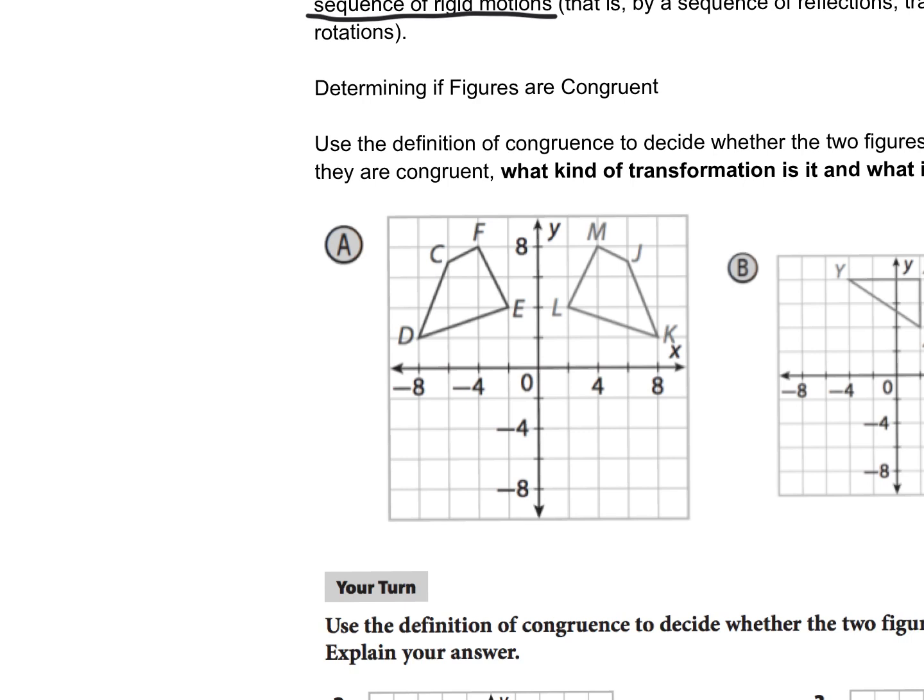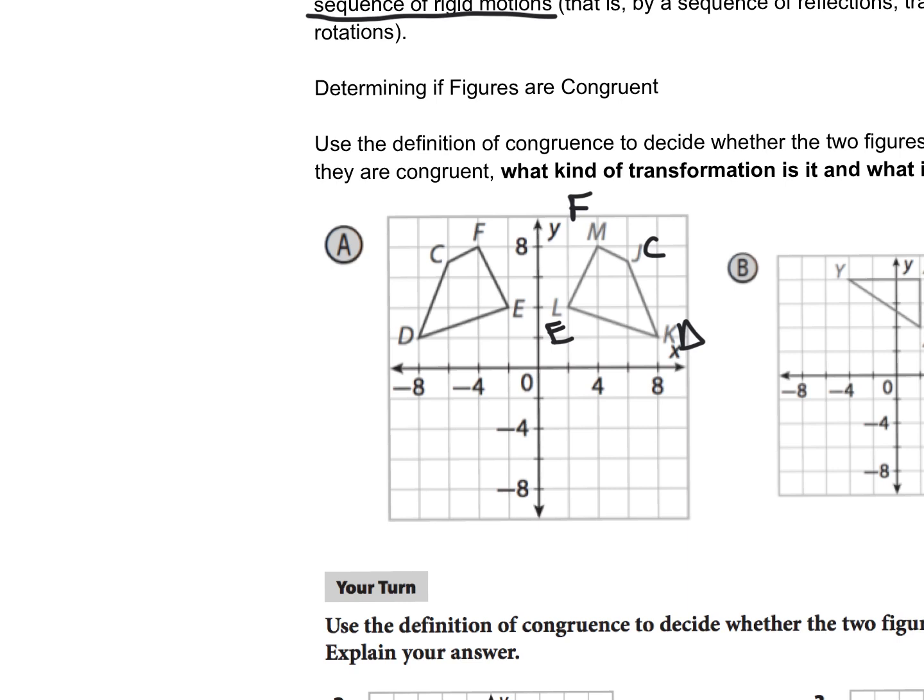The first thing I'm going to tell you to do is to think about which letter corresponds to which letter. They don't use the prime notation. So C, D, E, F, that's the alphabetical order. And over here we'll have J, K, L, M. So C, D, E, F. They both go in alphabetical order. Okay, and so you're going to start with the first one in the bunch.